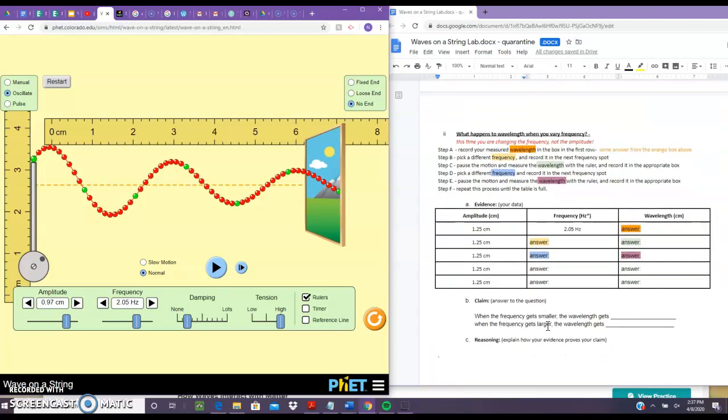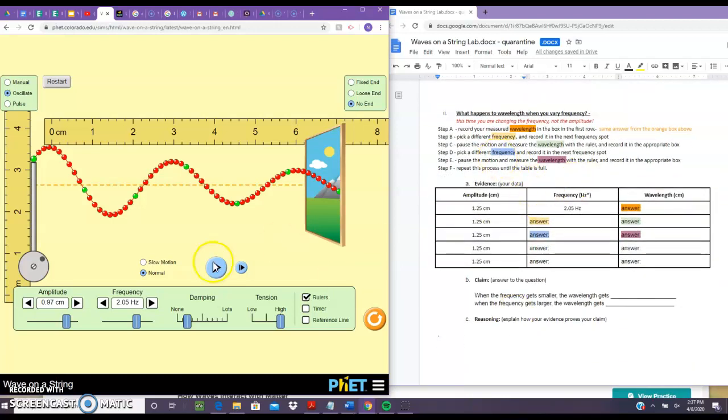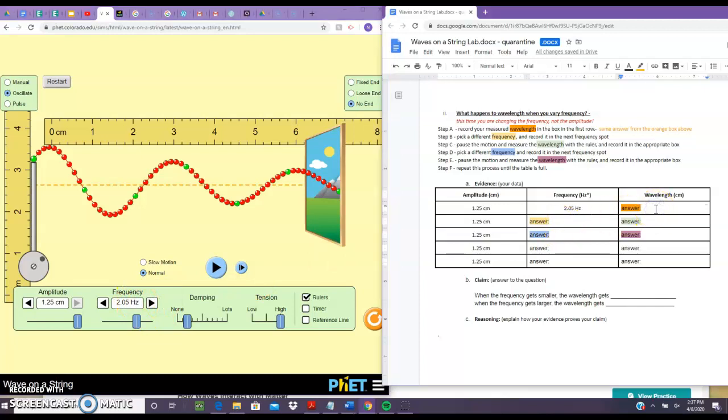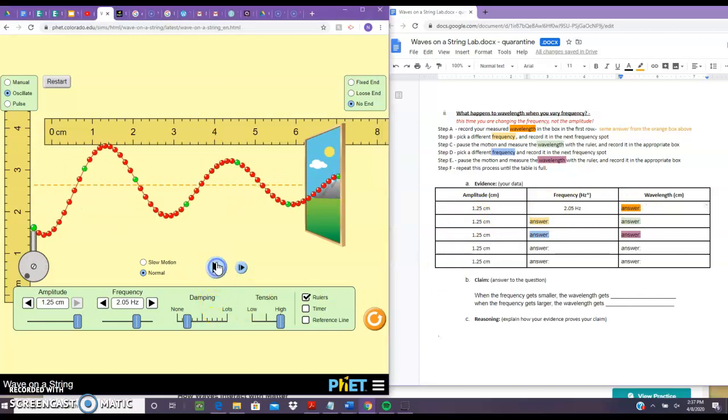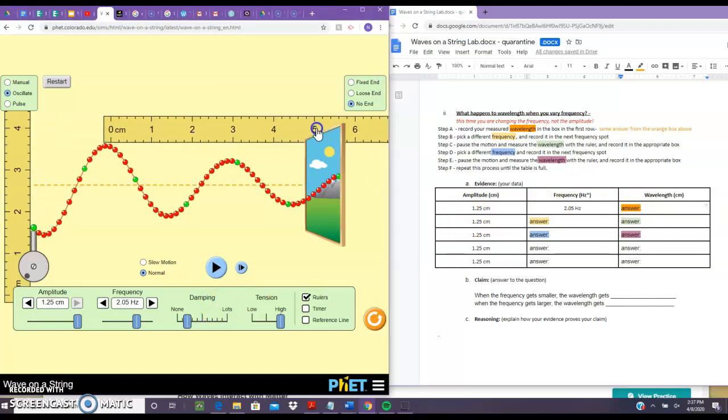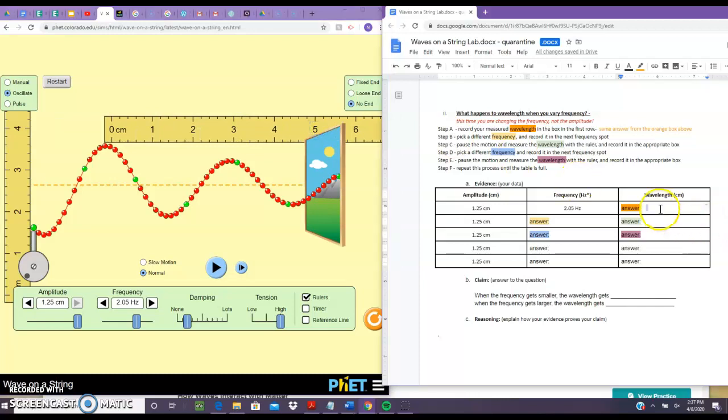And then the last part of this, very similar thing. We're going to move my amplitude up to 1.25. My frequency is going to start here. So notice my wavelength for this one should still be the 3 centimeters, right? Let's just double check. Yep, that still looks like 3 centimeters to me. And then you're going to continue with this process, but instead of changing the amplitude, you're going to be changing the frequency.